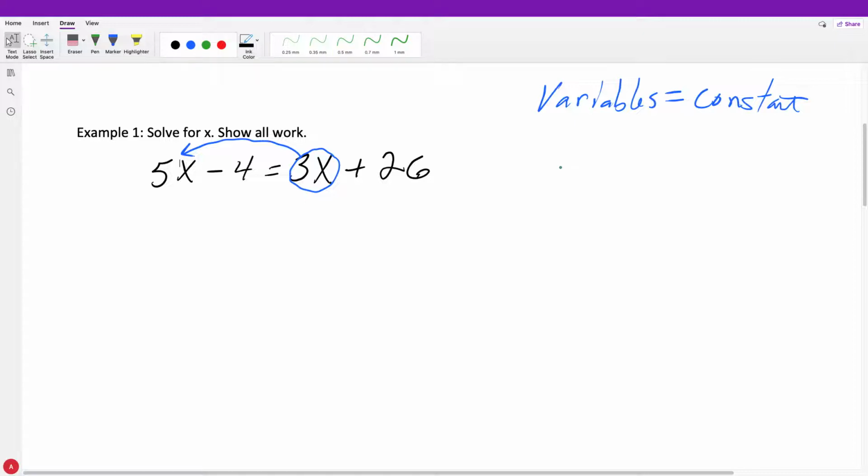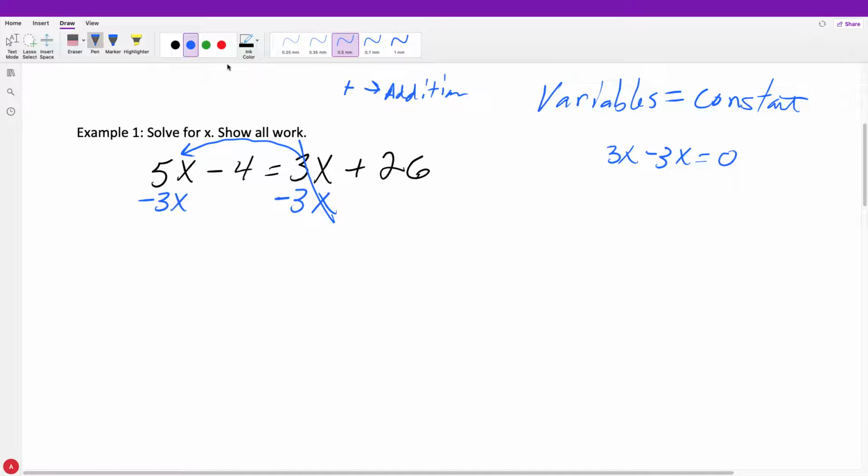Well, as we just talked about, in order to move something from one side to the other in its entirety, we can only use addition or subtraction. So then I'll ask myself, all right, this is a positive 3x. Positive is addition. So that means I need to get rid of it, and my inverse of adding is subtracting. So I'm going to subtract 3x because 3x minus 3x is equal to 0. So it is zeroing it out. And what I do to one side, I have to do to the other. So 5x minus 3x is 2x, and now I have minus 4 is equal to 26.